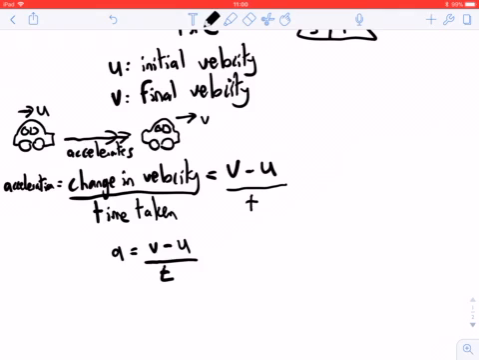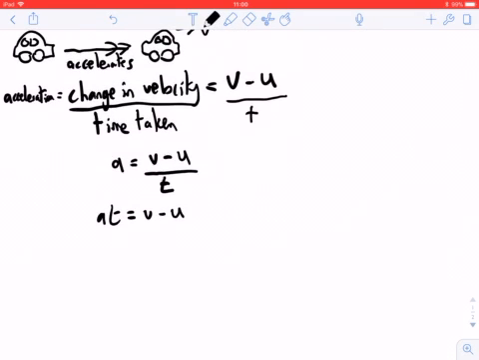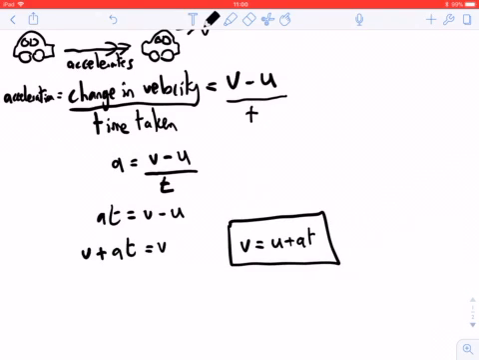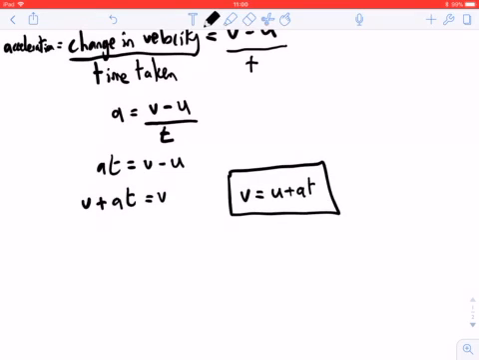But I might want to rearrange that. So if I multiply both sides by t, I get a times t equals v minus u. And if I add u to both sides, I get u plus at equals v. Or if I write that the other way around, v equals u plus at. And that's the equation I would use if I was calculating the final velocity, given the initial velocity and the acceleration.